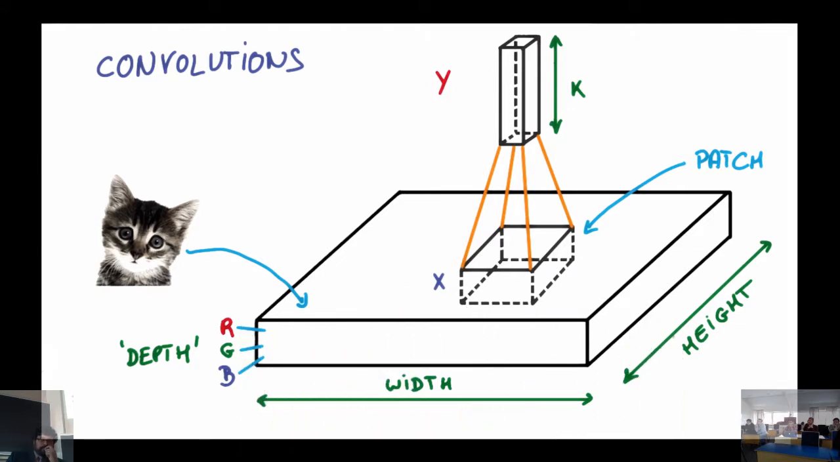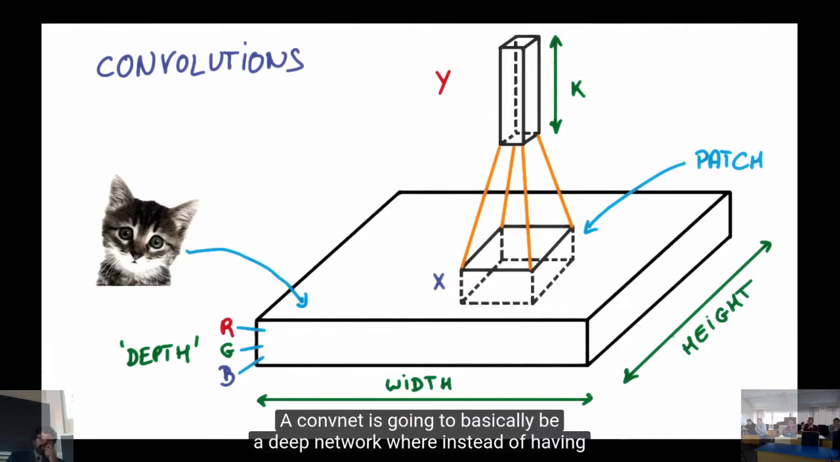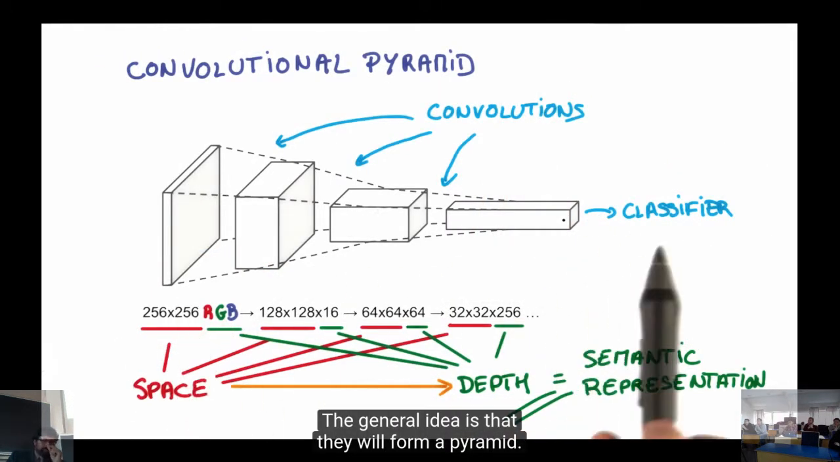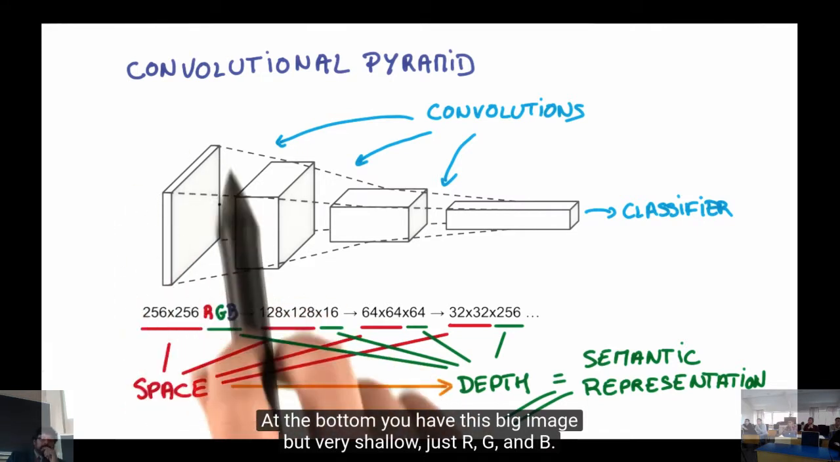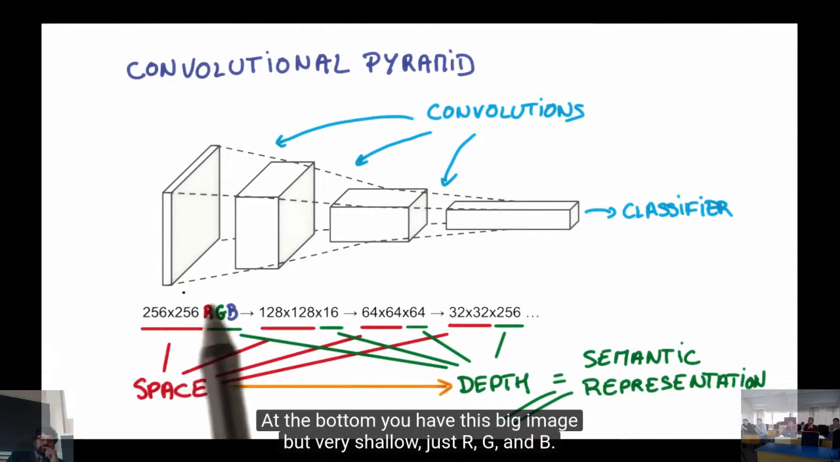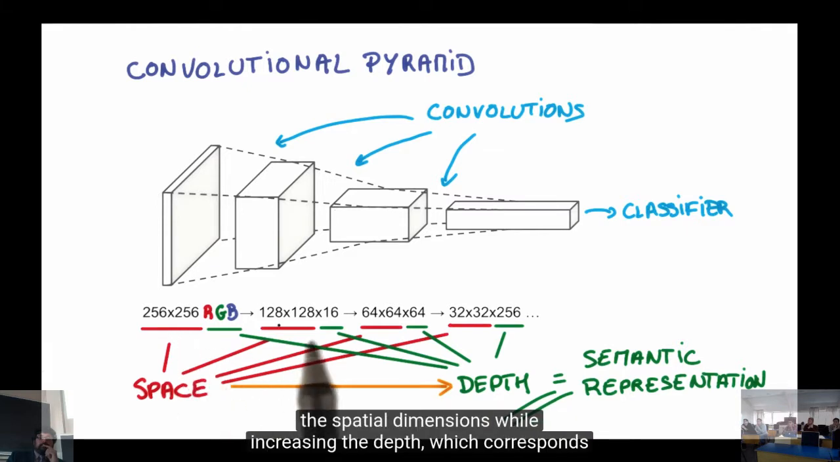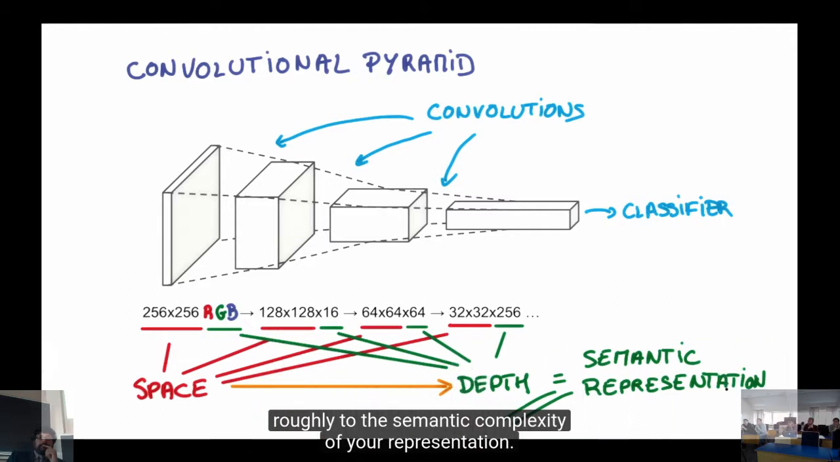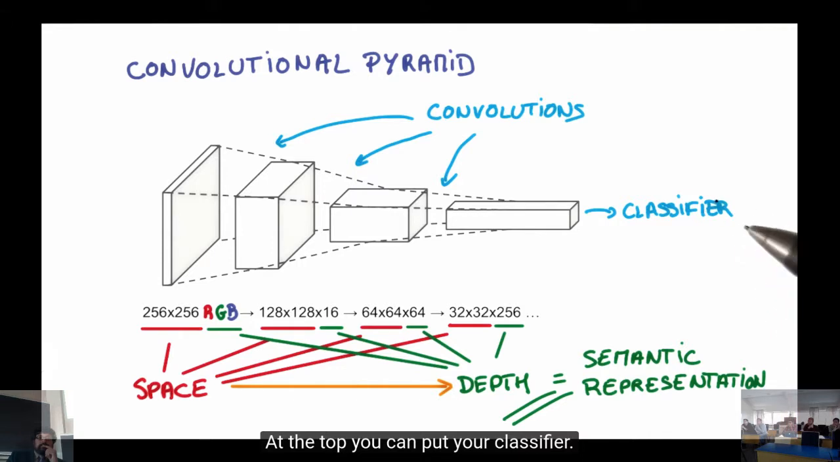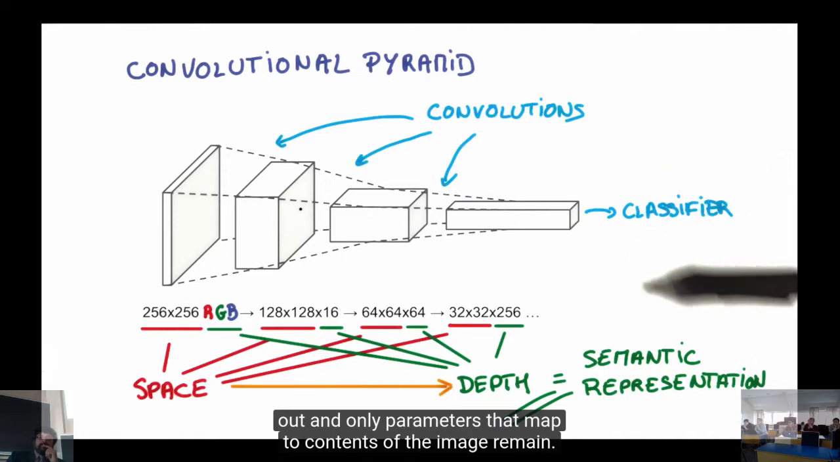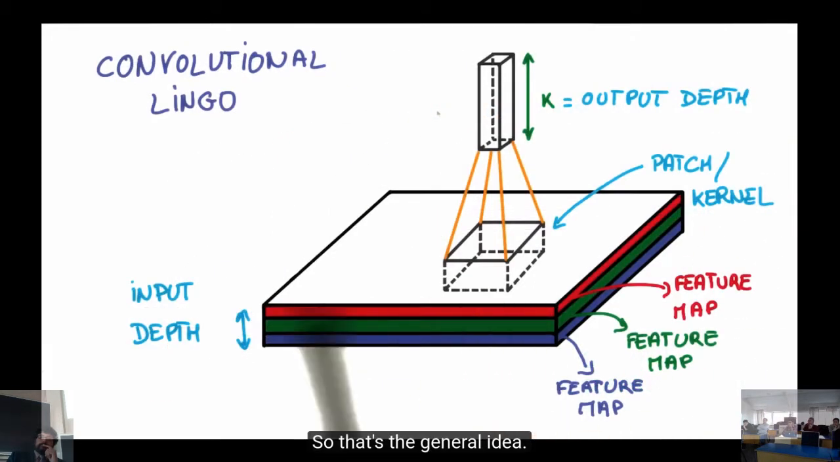A convnet is going to basically be a deep network where instead of having stacks of matrix multiply layers, we're going to have stacks of convolutions. The general idea is that they will form a pyramid. At the bottom, you have this big image but very shallow, just R, G, and B. You're going to apply convolutions that are going to progressively squeeze the spatial dimensions while increasing the depth, which corresponds roughly to the semantic complexity of your representation. At the top, you can put your classifier. You have a representation where all the spatial information has been squeezed out and only parameters that map to content of the image remain. So that's the general idea.